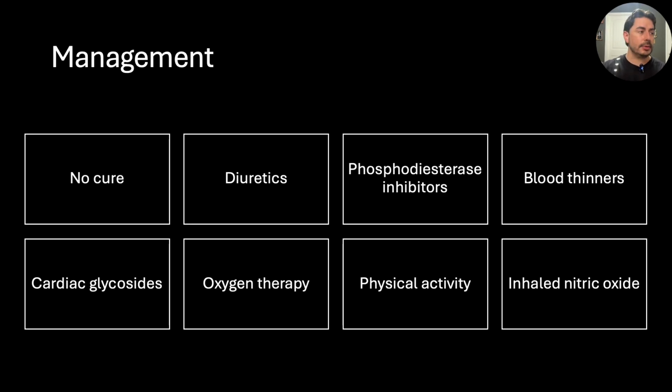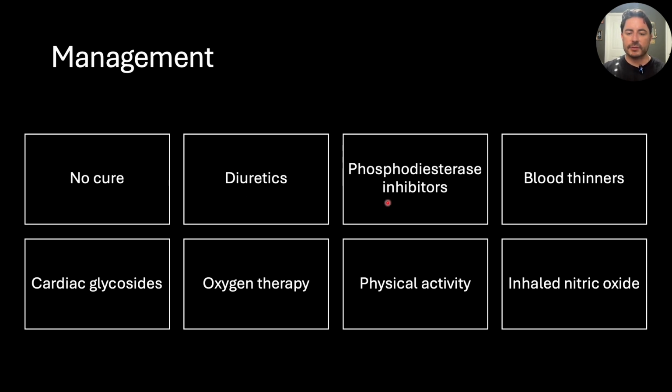When we come to management, there is no cure. There is no cure for pulmonary hypertension. You have to treat the symptoms. You have to take care of what you are seeing as far as signs and symptoms. We want to use diuretics to get rid of all of that extra fluid. It reduces any of that fluid buildup.